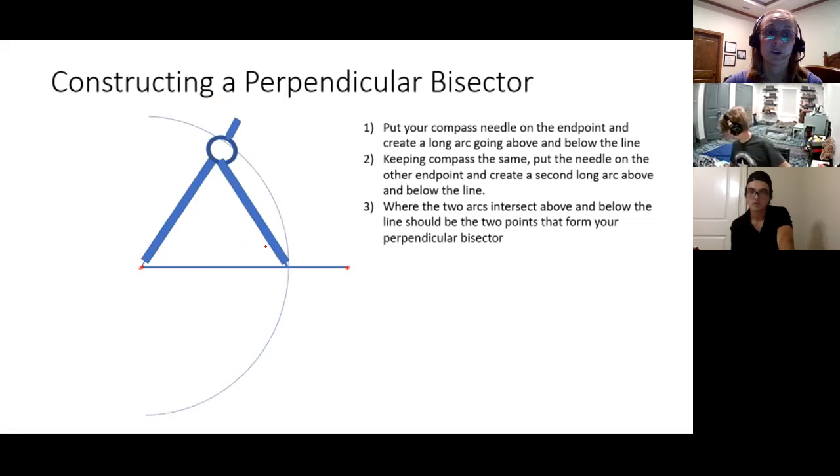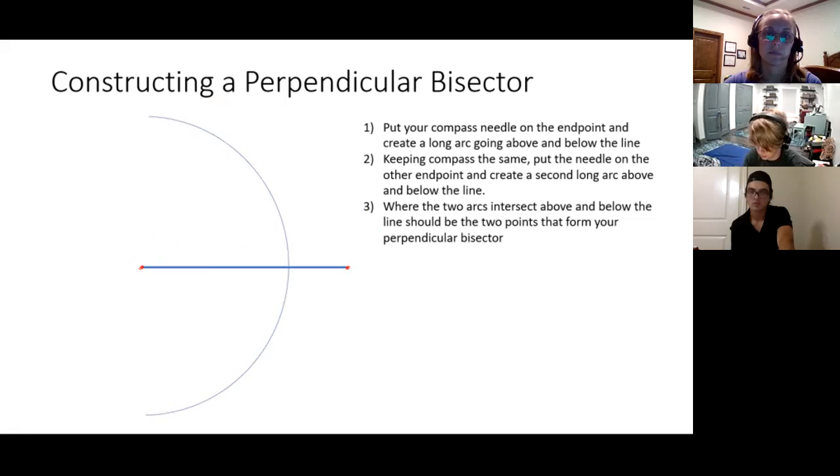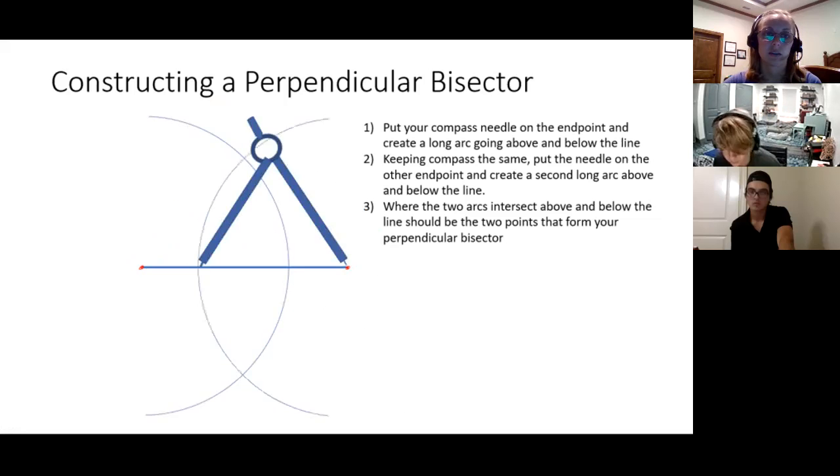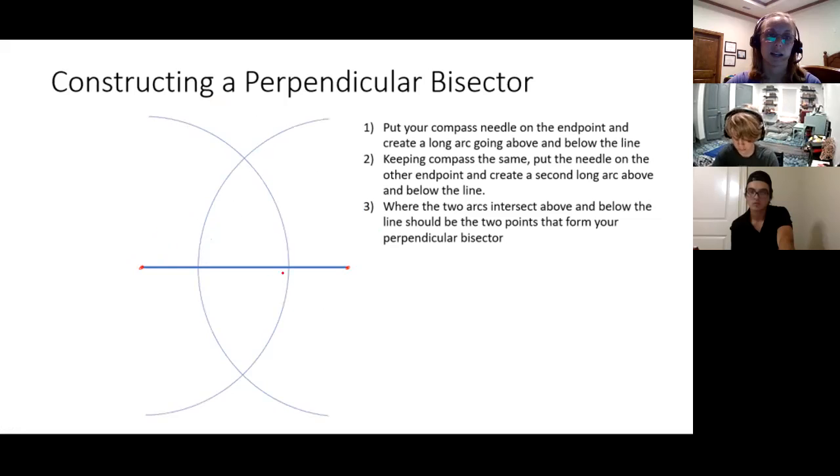And then you're going to keep your compass the exact same and just switch the endpoint that the pointy part of your compass is on. And you're going to draw a second arc above and below. So now you have this nice line segment with these two arcs.